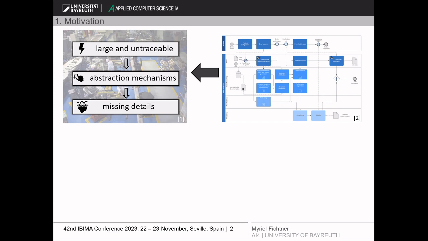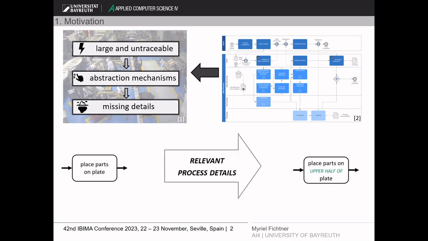Thereby, relevant process details can be used as task specifications for a given process model to further refine existing task instructions. For example, as shown here in a placement task, a relevant process detail may describe a certain region of the goal location. Objects have to be placed in the upper half of the plate to achieve process success.